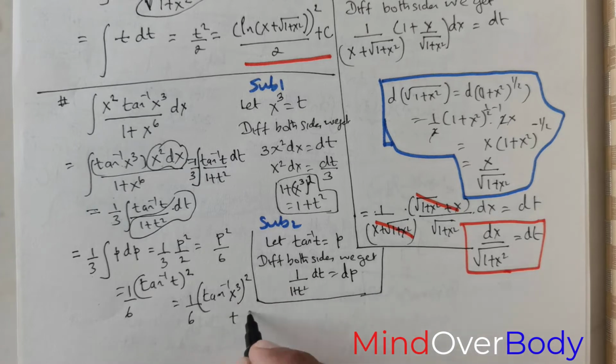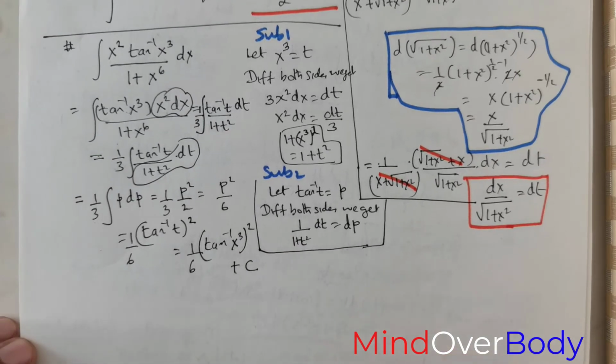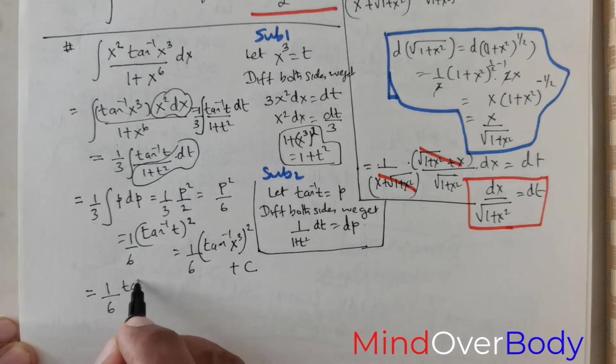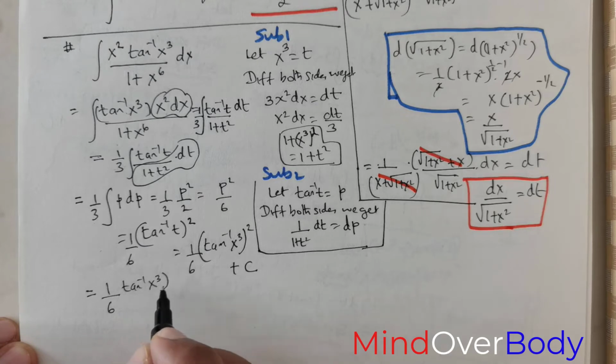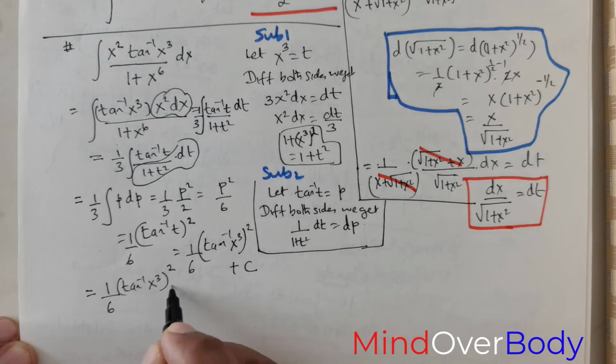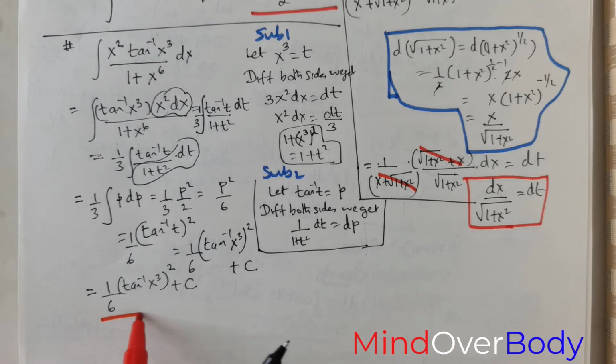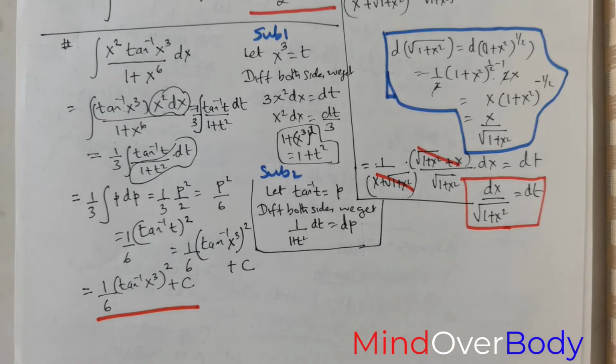So this has to be added with the arbitrary constant c. Just to make it a little more presentable, I'm going to rewrite this as 1 over 6 tan inverse of x cubed, raised to the power of 2, plus the arbitrary constant c. So that's a good place for us to draw the red line.